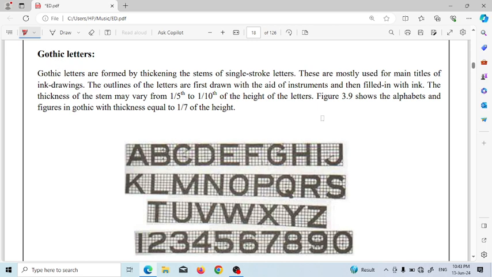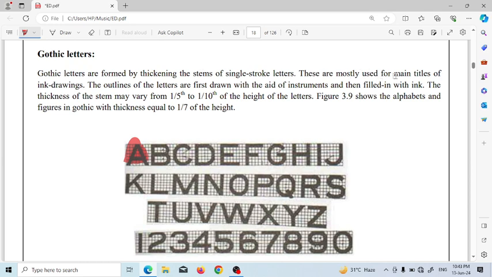Next, we have to learn what Gothic letters are. Gothic letters are formed by thickening the stem of single stroke letters. So here are the letters A, B, C, D, E, F, G, H, I, J. Let us take A as an example: A is written in thick type, that means written with a thick nib pencil. So this is called a Gothic letter.